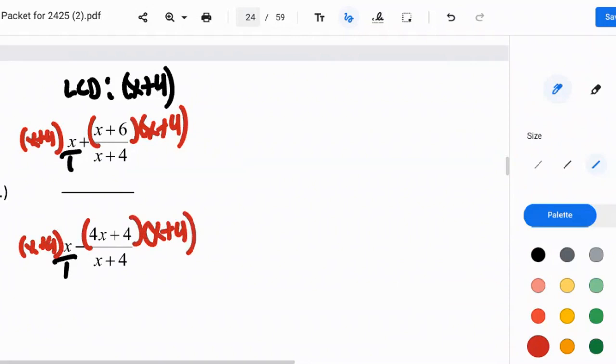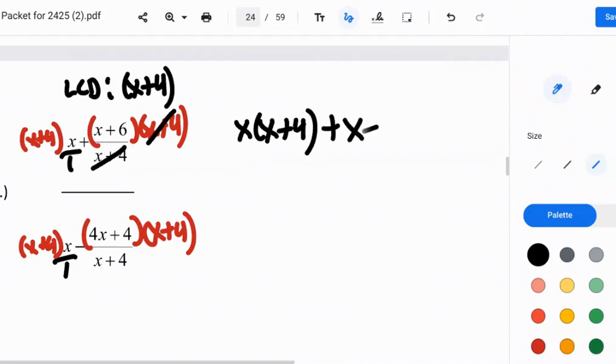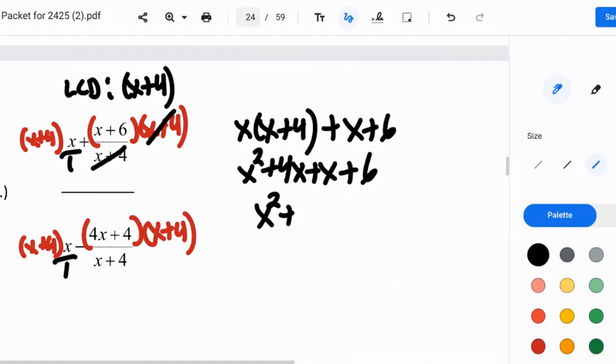So top left, you have an x and an x plus 4. Top right, the x plus 4's cancel, so you're just left with an x plus 6. So this turns into x squared plus 4x plus x plus 6. So that's x squared plus 5x plus 6.